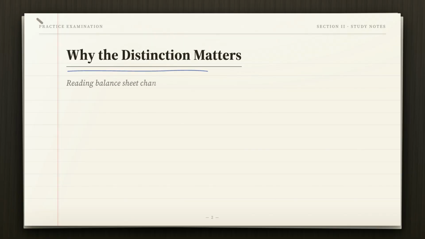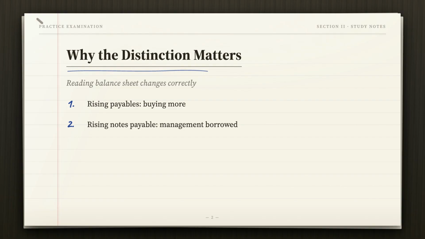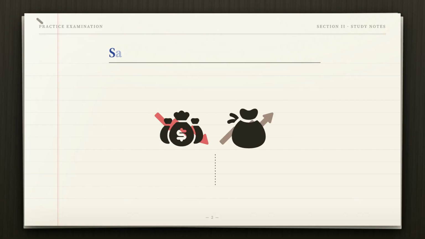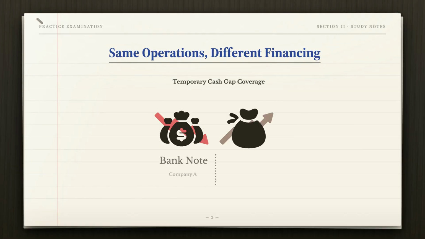A jump in payables simply says the company is purchasing more, but a jump in notes payable says management actively went out and borrowed. Because that reflects a financing choice rather than an operating necessity, measures meant to capture what the core business requires deliberately exclude it. Picture two companies with identical operations, sales, inventory, receivables, and payables.